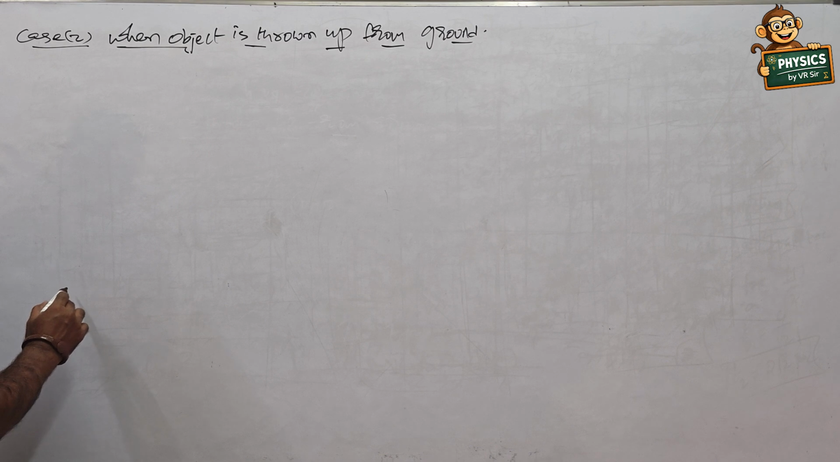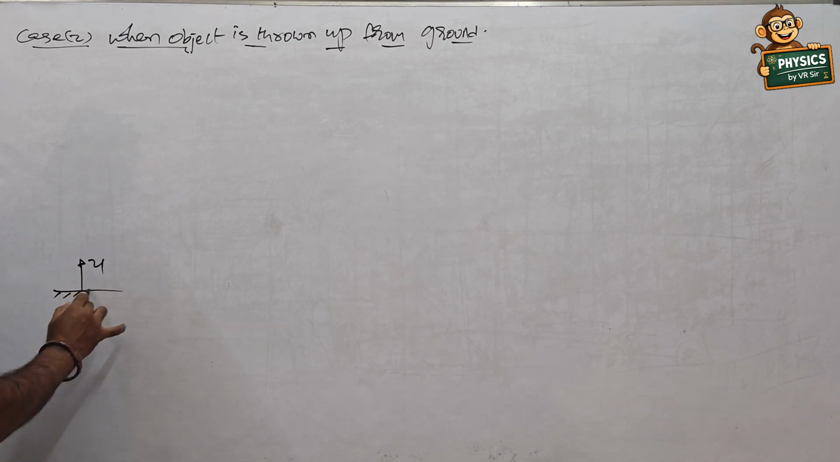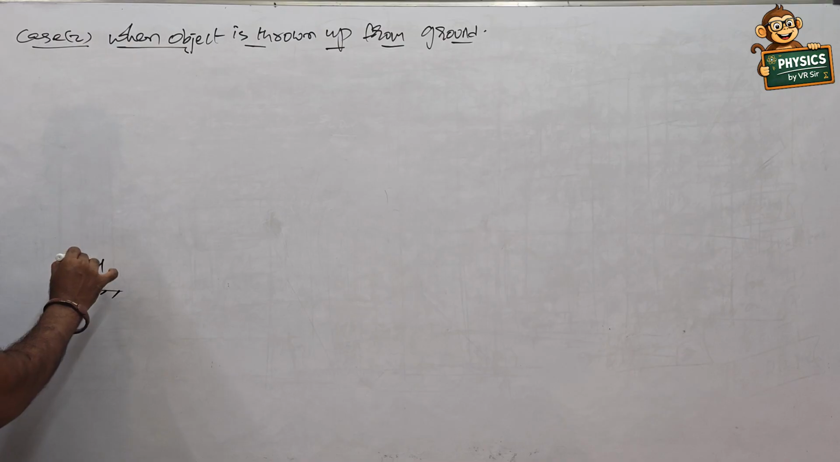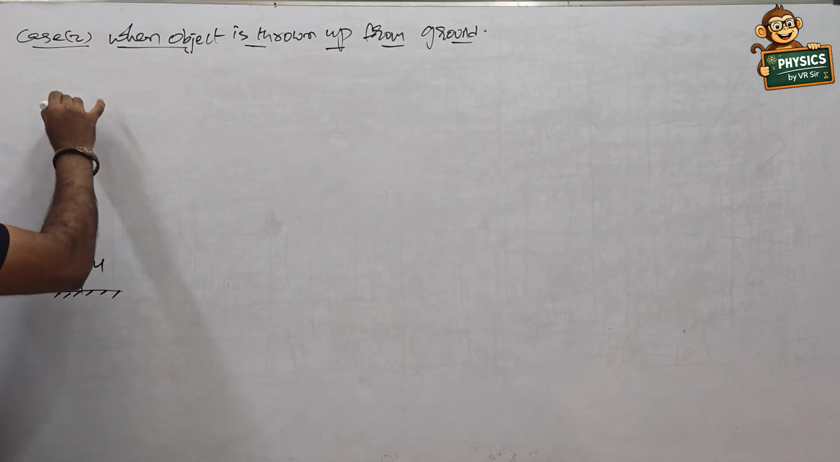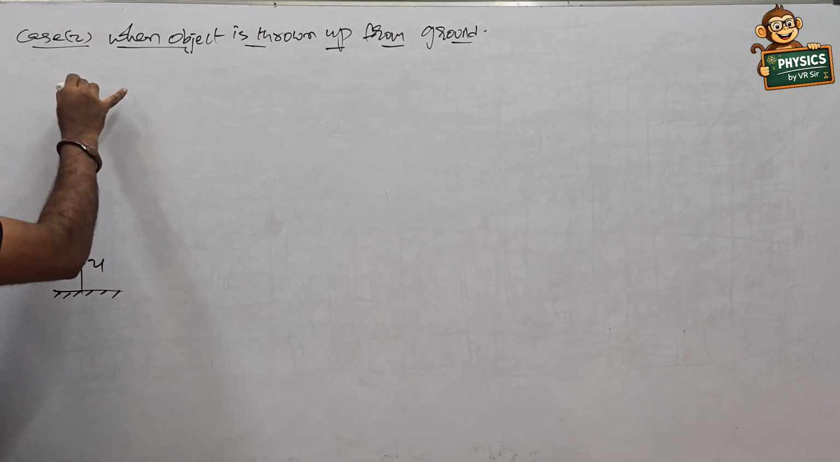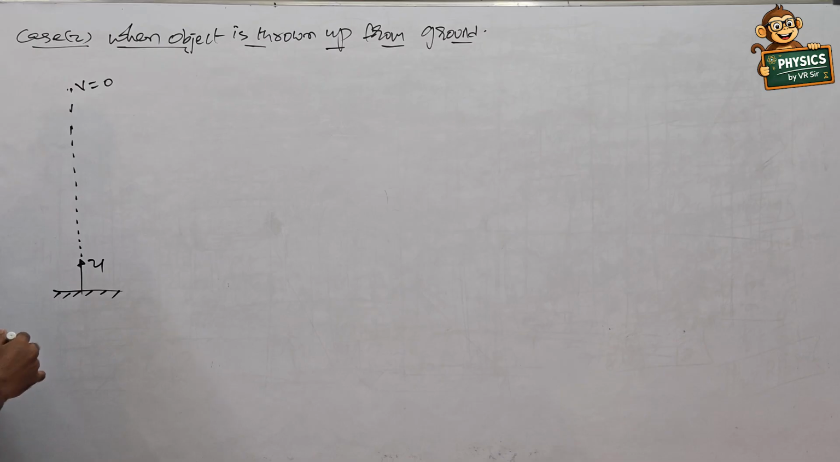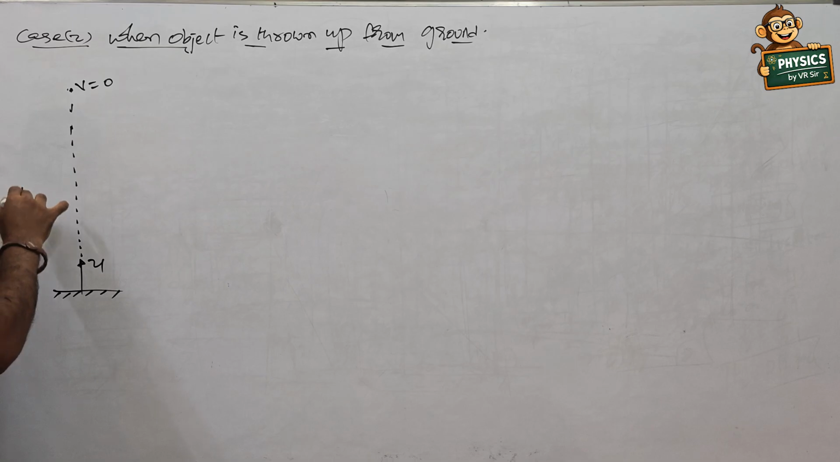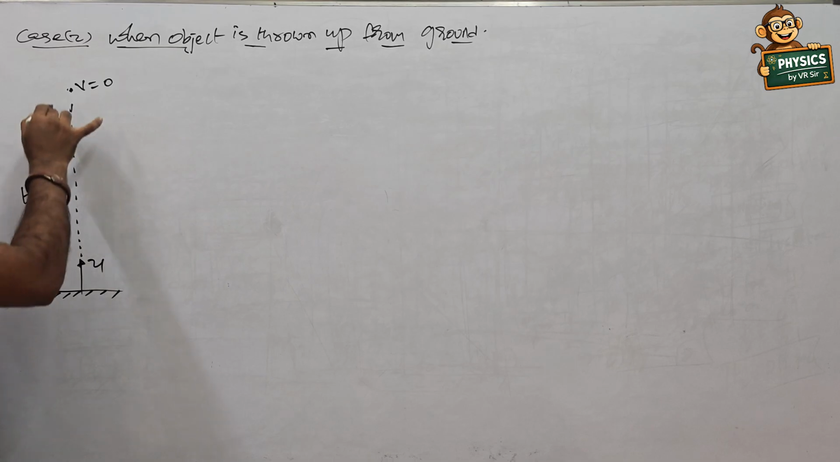Now in this case, what is happening? This is the ground, and the object is thrown with velocity u. The object keeps going up and reaches the maximum height where velocity is equivalent to 0. It cannot go any further, so only then can we say its velocity is 0 at this point. It reaches the maximum height, h max, as we can call it.